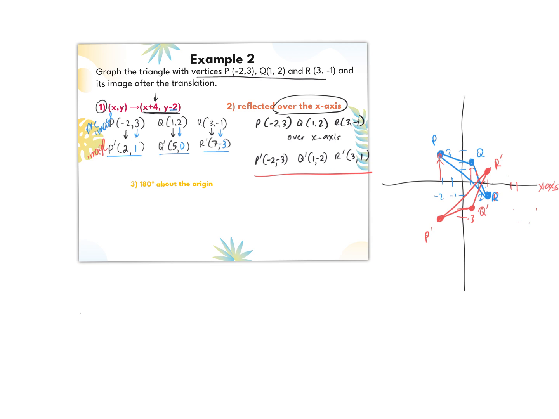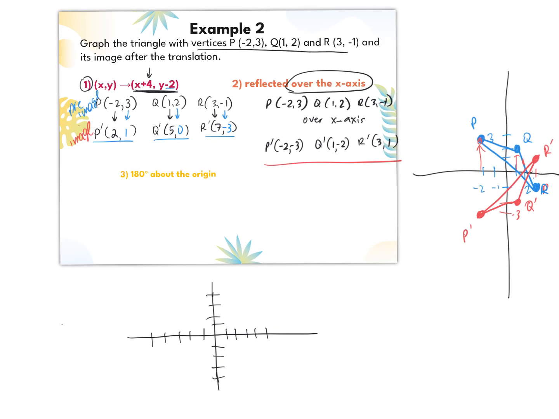So again here in example 2, we're back to this original problem now. I'm going to rewrite it a little bit now because it's really gotten pretty messy at this point. So let me just redraw the original graph here. I'm going to graph the pre-image, which again, point P is at -2, 3. I've got Q at 1, 2 here. And I've got R at 3, -1 here. And I'm going to draw my triangle. And that's a terrible triangle. I do apologize, but it's good enough, right?